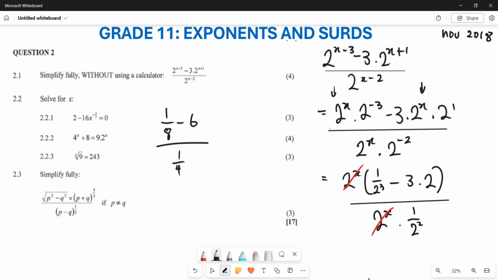For an example, when you say 1 over 8 subtract your 6, the answer that you're going to get here is going to be the same as negative 47 all over your 8.